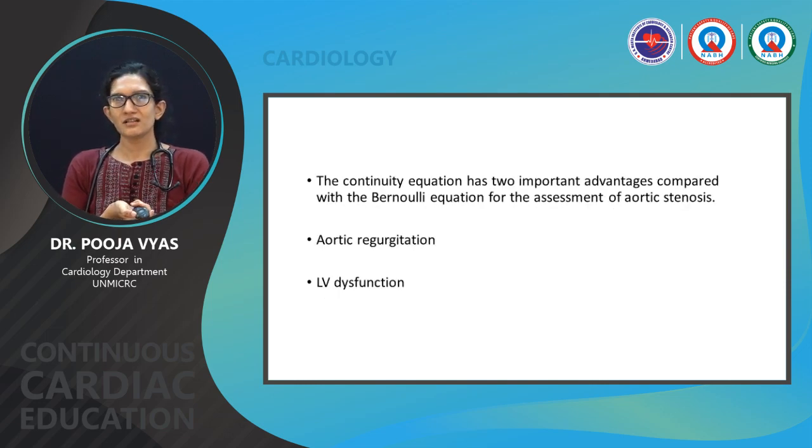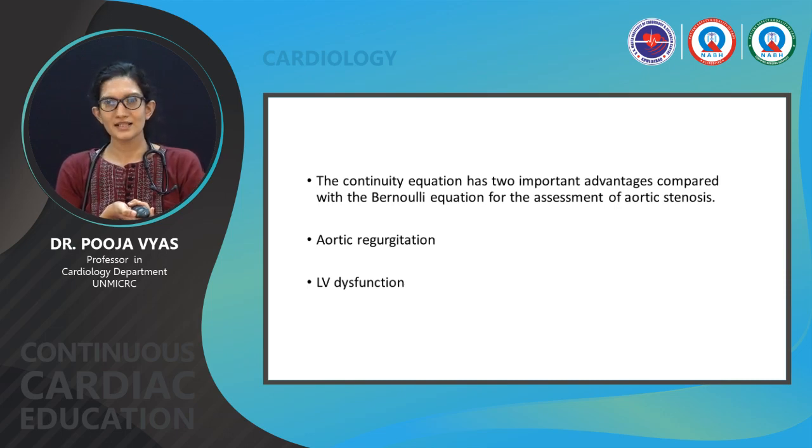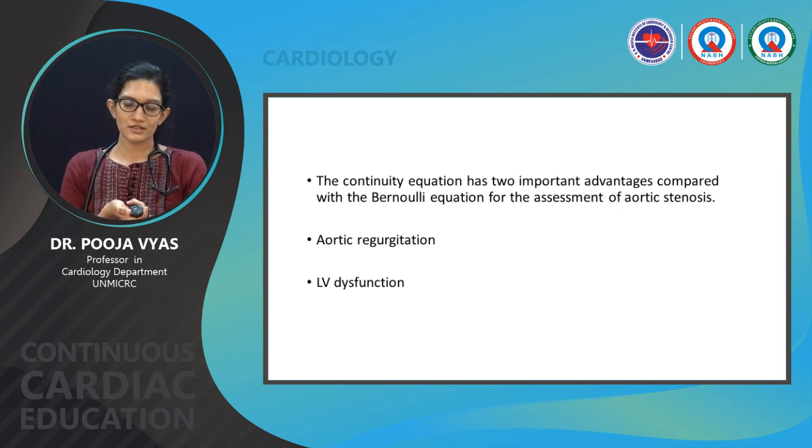Continuity equation has certain advantages. It has been validated in multiple studies and multiple clinical settings, and it correlates very well with hemodynamic data by Gorlin's formula. It has an advantage over the pressure gradient method in certain conditions, like in the presence of aortic regurgitation. The pressure gradient method will overestimate aortic stenosis. Here it will not be affected by aortic regurgitation and LV dysfunction.